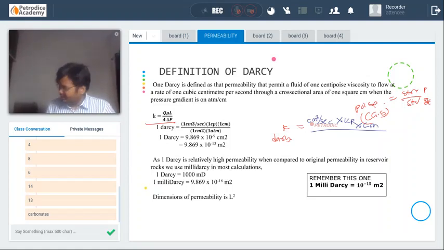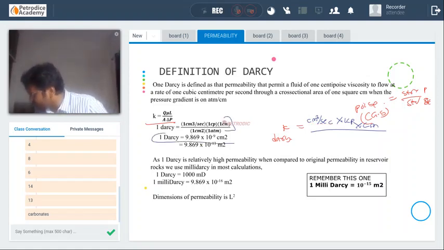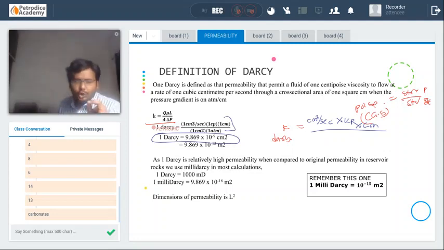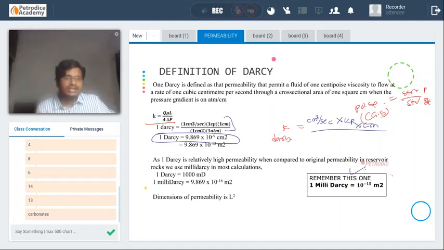Shall we derive how this particular formula came, or shall we just skip it? First, write down this one, guys, we will discuss it. If you don't remember this, you can just remember it like this. As I told you, the Darcy is defined in CGS units by taking all the variables as 1. From that point, you can derive it using the conversions if you want.